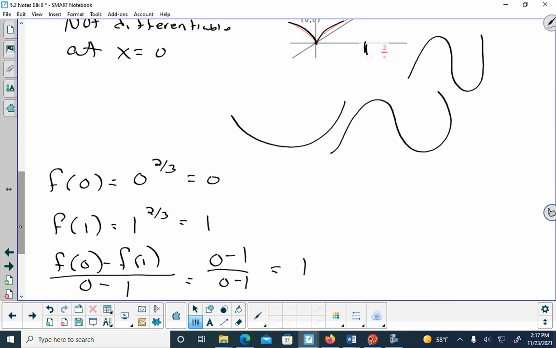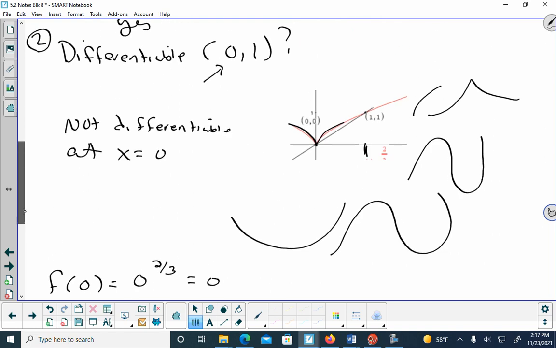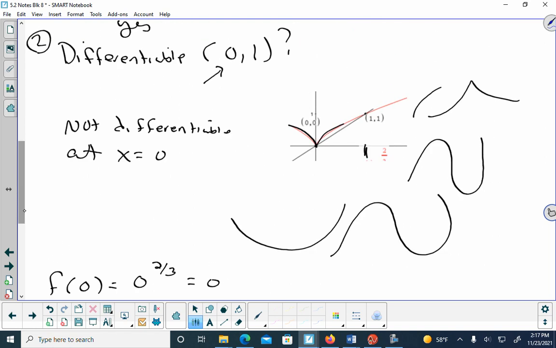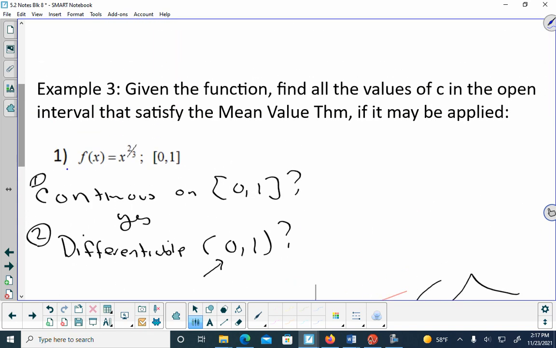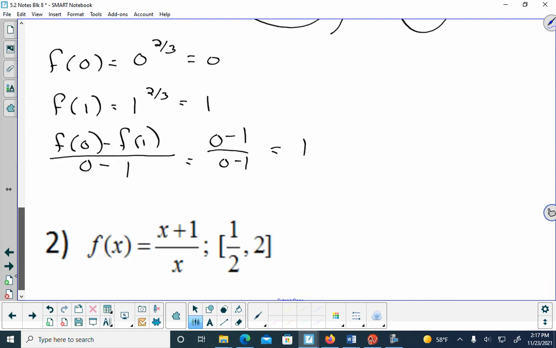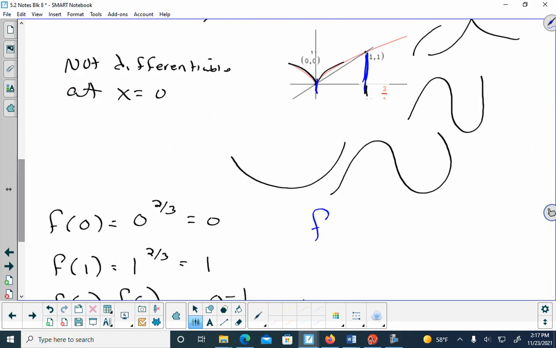So that means somewhere in the interval from here to here, there has to be a place on that line where the slope is equal to 1, where the slope of the tangent line is equal to 1. So in order to find the slope of the tangent line, I have to take the derivative of this. So when I take the derivative, I'm going to take 2/3 times x and then subtract 1 and get negative 1/3.